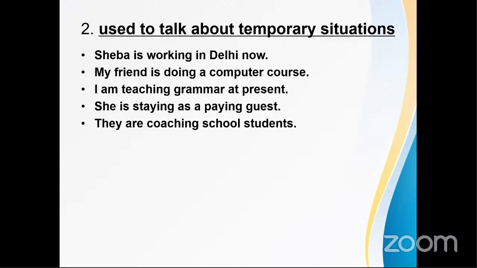So it probably means that once she gets a better accommodation, she is likely to stop this arrangement and move on to a hostel or whatever she has got, whether it could be a house on rent or a hostel. And now we come to the last sentence in the slide. They are coaching school students. So probably there is some coaching institute, and right now they are coaching school students. After some time, they may start coaching college students. Right now, they are coaching only school students.